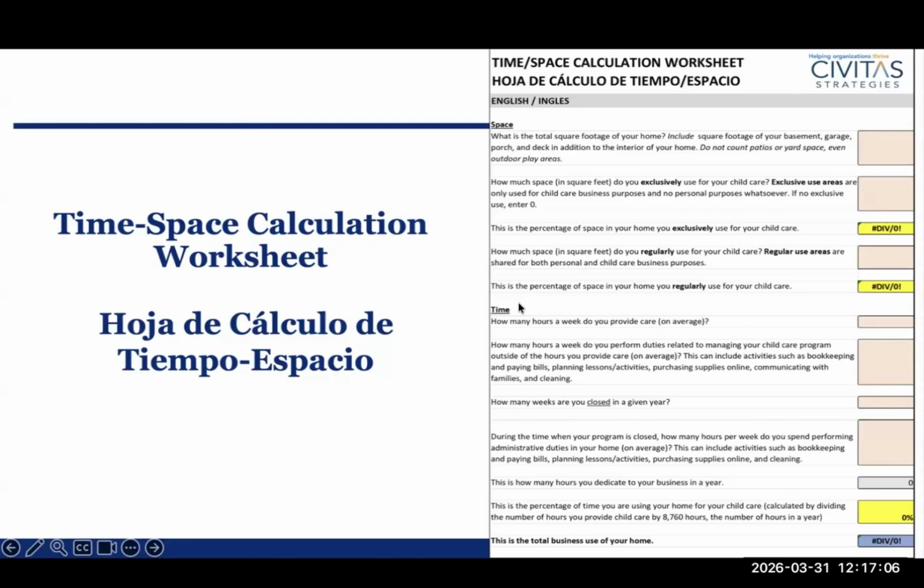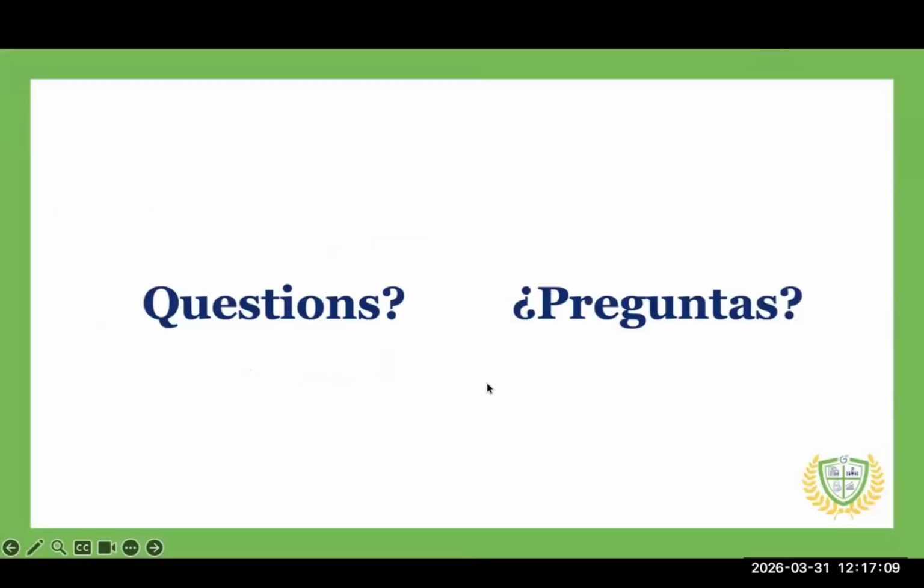Now I want to see if we have any questions about the presentation, anything that we have talked about. Oh yes, and the worksheet, it's in English and Spanish, so you can use it in either language. Perfect. I want to see if there are any questions. You can write your questions in the chat. Let me scroll the chat a little bit to see if there were any questions during the presentation.